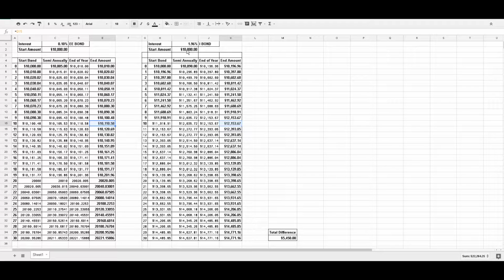So again, you start with $10,000. After 30 years, your $10,000 investment at 1.96 would be $14,771. So the difference here is $5,450. That's a big difference. But this interest changes. Remember, we have the inflation in our savings bonds.